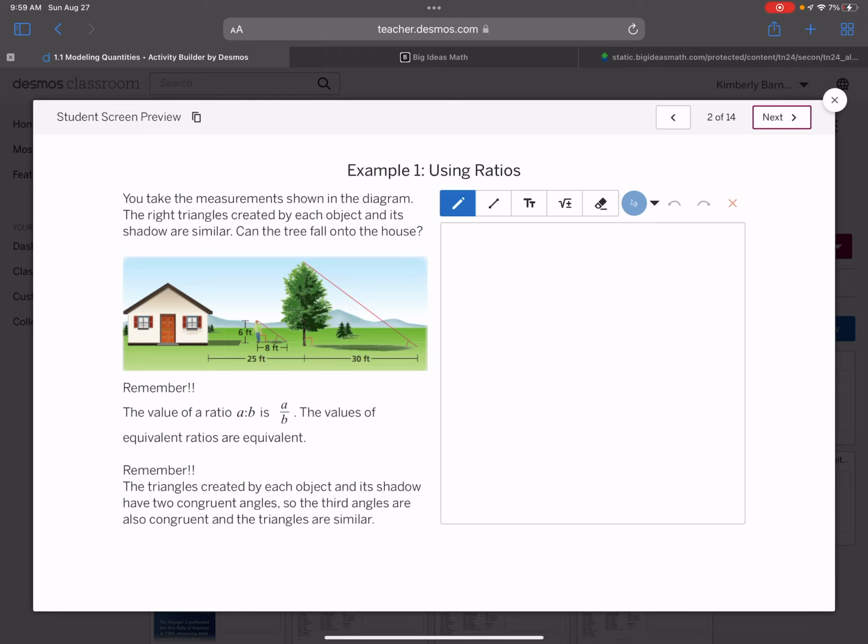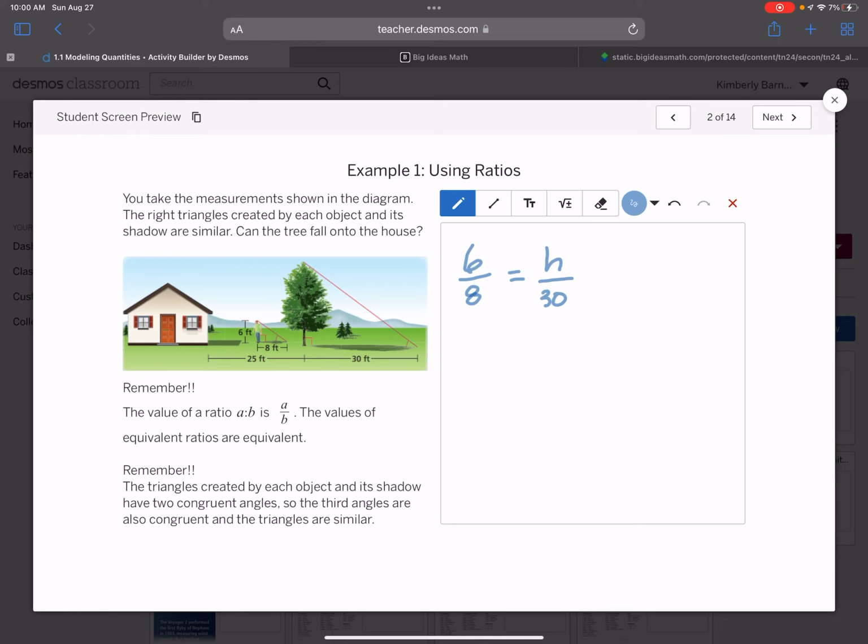So I'm going to set up my proportion, and your book might have a different solution. Just remember, if you set up a proportion, you have to keep the two different values straight. So if I make a proportion using the small triangle first with the person, so 6 over 8, then my triangle for the tree needs to match. So since I use 6 on top, I need to use the height of the tree on the top here and the length of the shadow on the bottom. So my proportion is 6 over 8 equals h over 30.